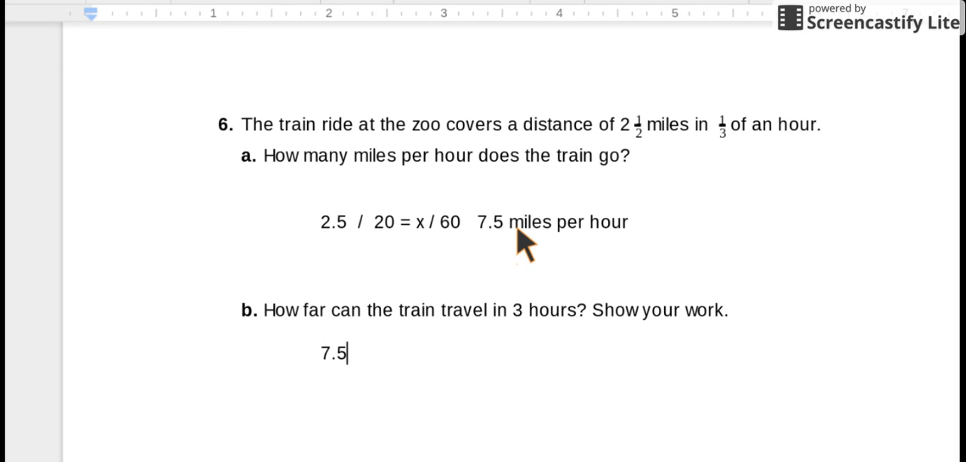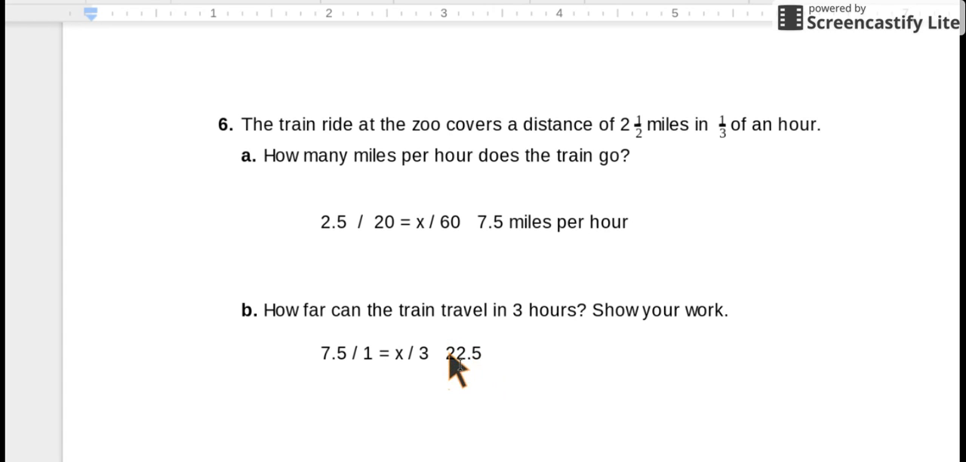So 7.5 miles was traveled in 1 hour, and we're trying to figure out how many miles is traveled in 3 hours. We don't have to do any unit conversions because we have whole numbers for our hours. So all we have to do is, again, multiply the partners and divide by the loaner. So we do 7.5 times 3, which gives us 22.5. And we have to divide that by the loaner, which is 1, which gives us still 22.5.